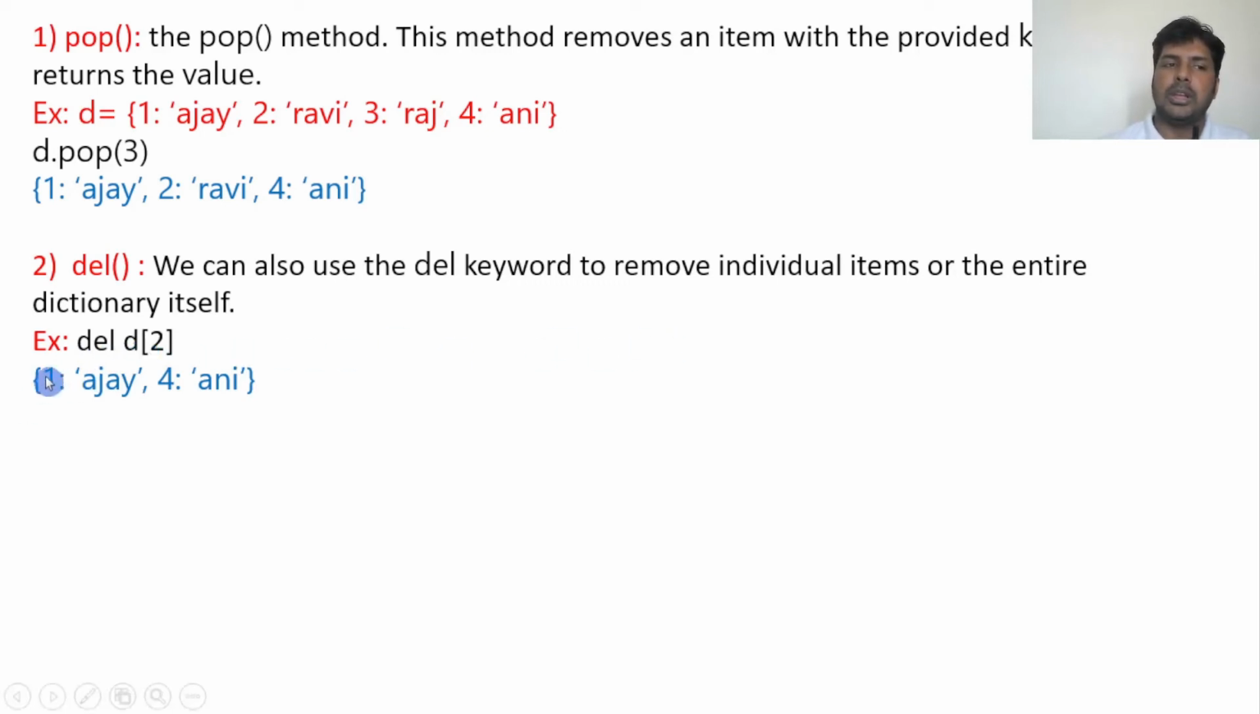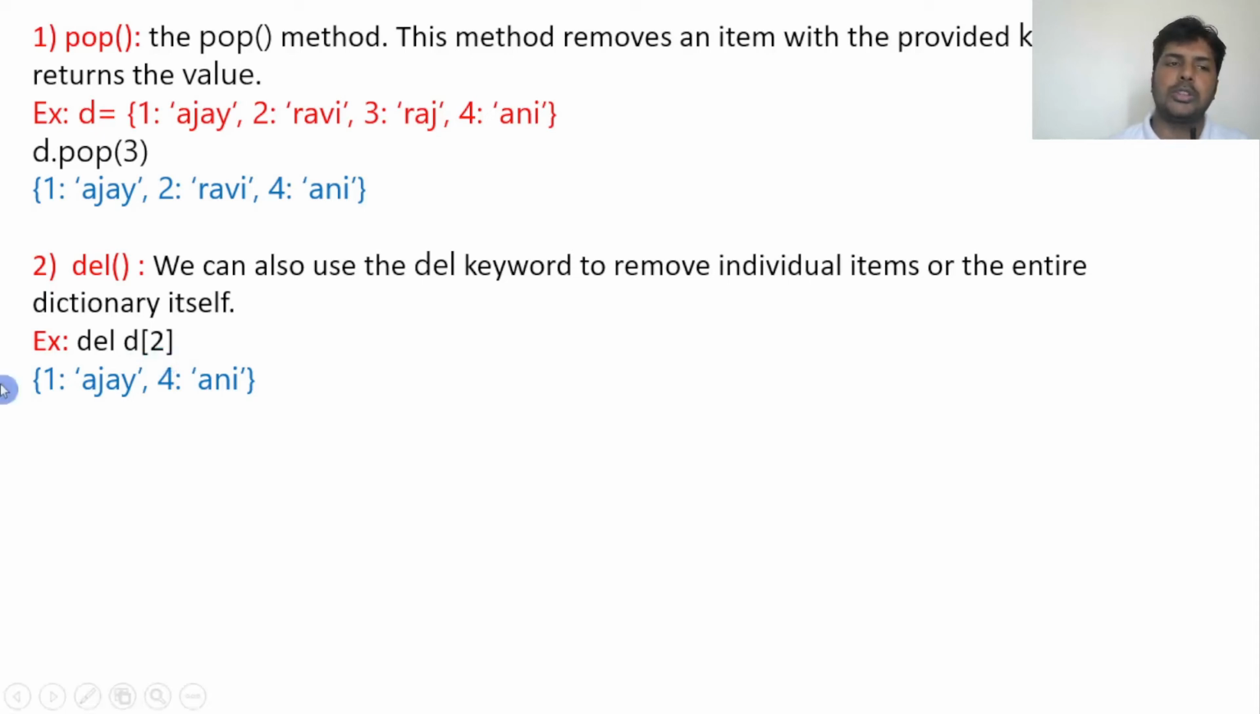For example, if I want to remove a single element, I can use pop, right? But del can be used both to remove an individual element, and if you want to remove the entire dictionary also, you can remove it. Suppose you say del d, all the elements from the dictionary will be removed. Suppose you specify any key, then it will remove only that particular key.